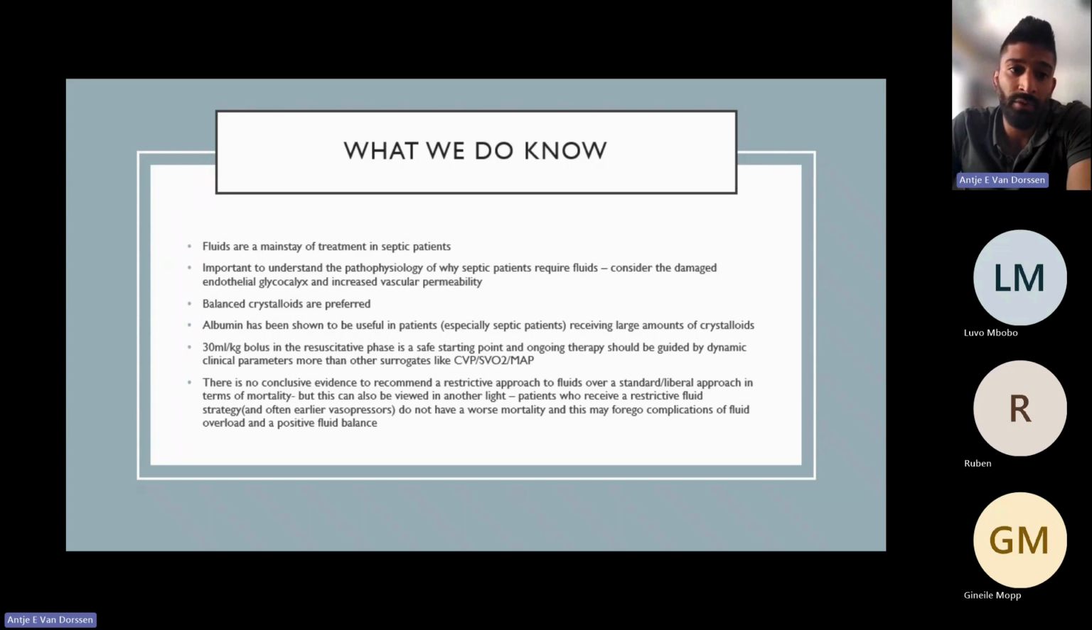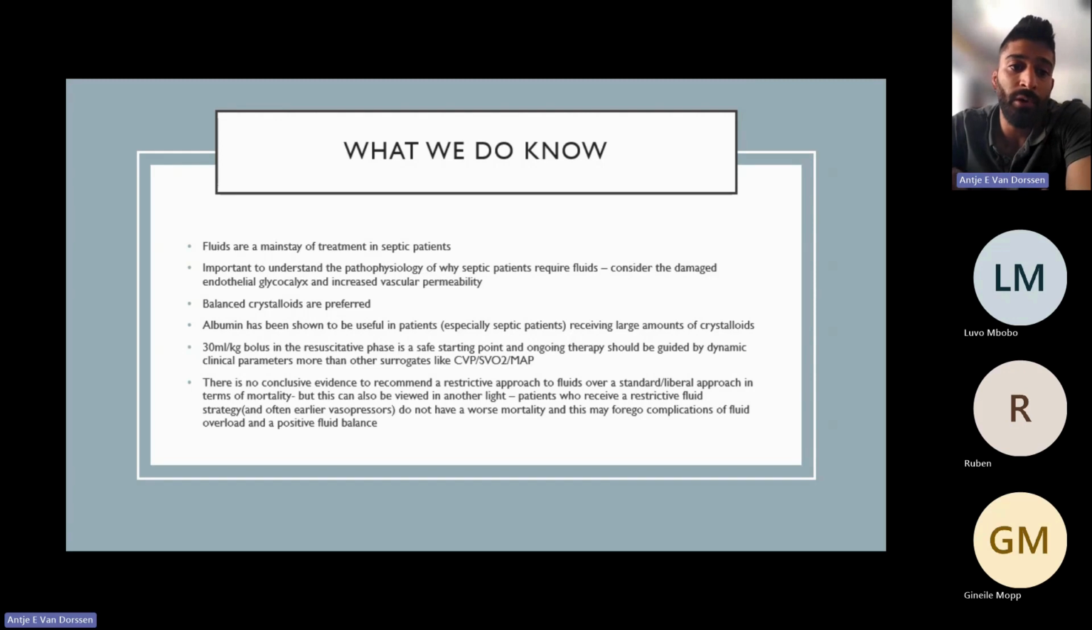What we also know is that balanced crystalloids are preferred. There's been extensive evidence showing that they are associated with a reduction in mortality versus unbalanced crystalloids like normal saline. Albumin has also been shown to be useful in patients, especially in septic patients who are receiving large amounts of crystalloids.